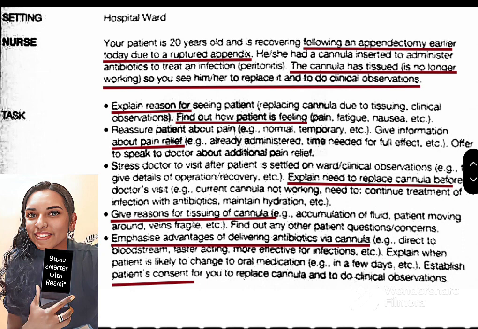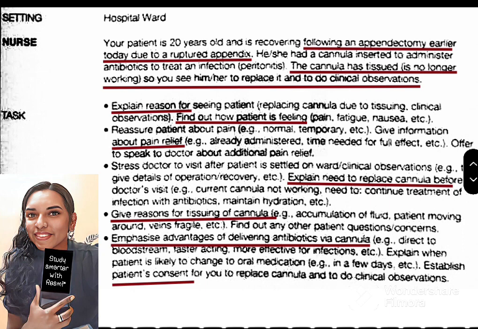So they have given two subtasks. How can we start? Good morning, Mr. John. Then wait for the greeting back. After the patient greets back, you can continue. I am Rashmi Rajan, one of the registered nurses working in this hospital ward. I am the in-charge nurse for you today, or I am the one taking care of you today.